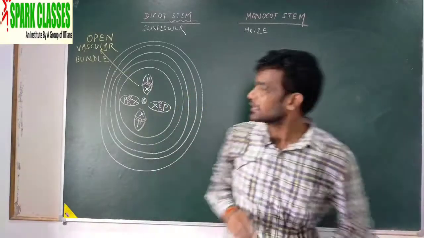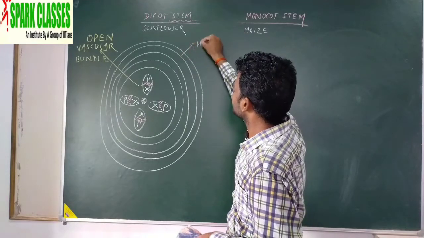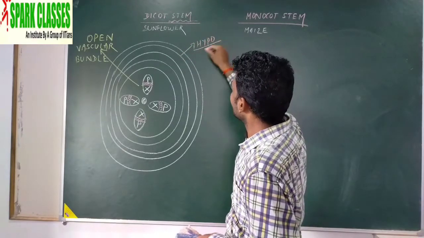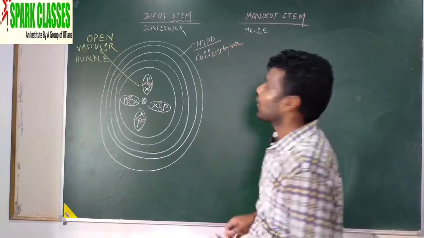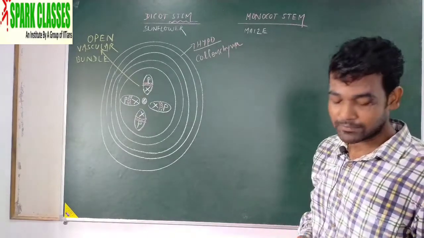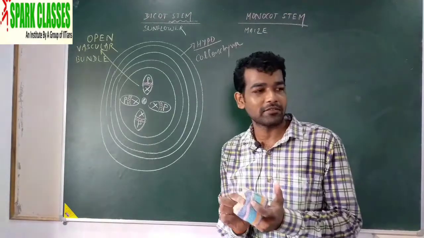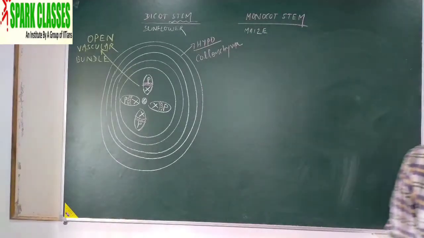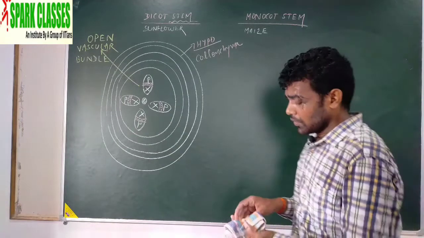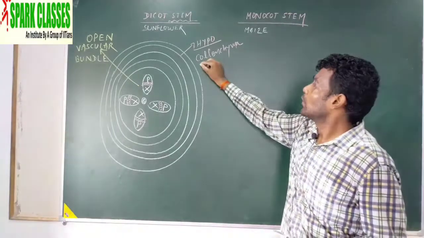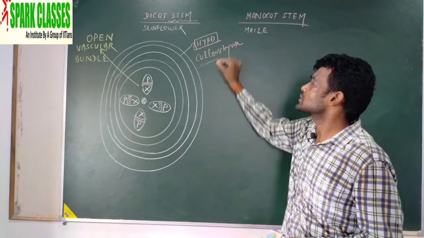And one important thing you remember, the epidermis, the second layer is called hypodermis. This hypodermis is made of collenchyma. Already we have discussed permanent tissues are of types: simple permanent tissue, then complex. Simple permanent tissues are three types: parenchyma, collenchyma, and sclerenchyma. So here collenchyma is present in the hypodermis layer. There is a presence of collenchyma.